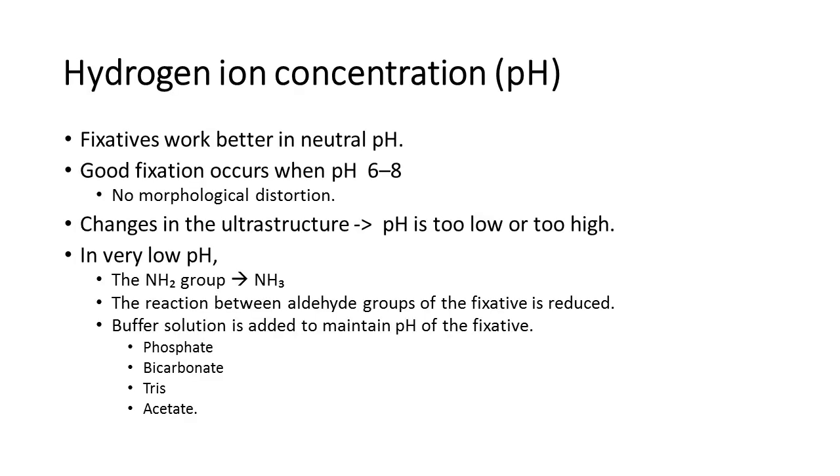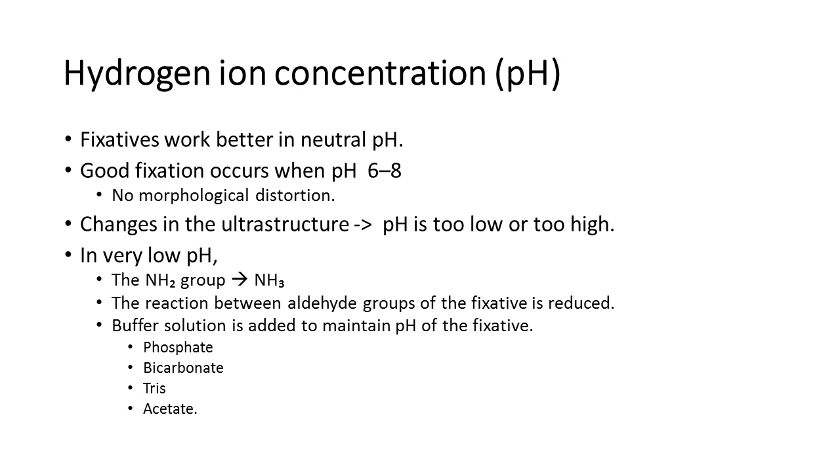So when we consider the hydrogen ion, most fixatives work better at neutral pH. In fact, good fixation occurs when the pH remains between 6 and 8, and no morphological deterioration is seen in that range of pH. There may be changes in the ultrastructure when the pH is too low or too high.